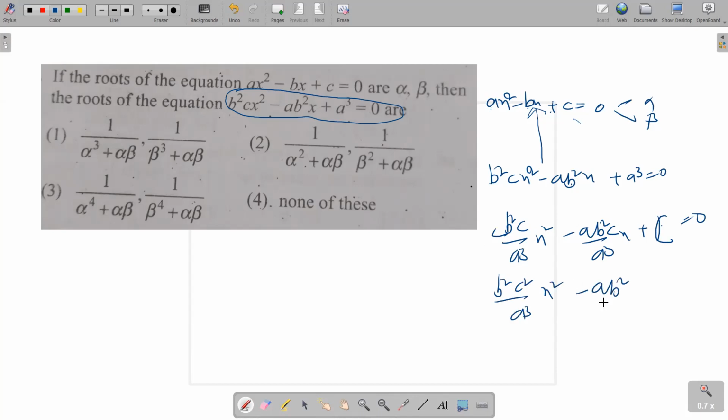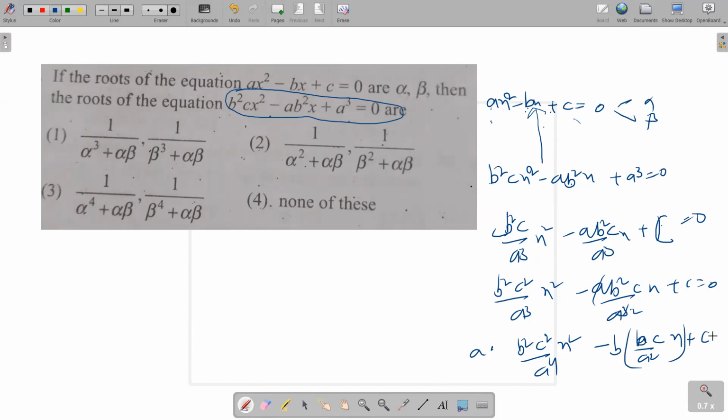x square minus ab square upon a cube into c into x plus c equal to 0. We need a into x square, so take a out. To balance it, we will multiply and divide by a. And then minus, we need b here, so take b out. So this is ab upon a cube, so a cancels. Now you can see one a cancels, one b will be out, so this is b upon a square into c x plus c equal to 0.